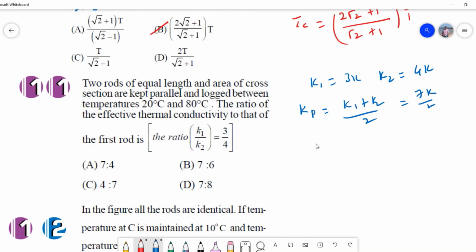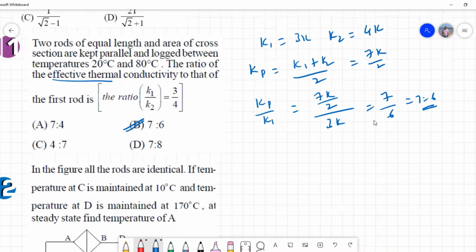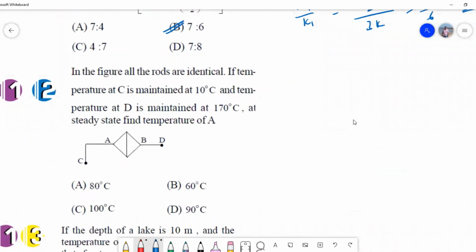But the question is the ratio of effective thermal conductivity to that of the first rod. So it's asking Kp upon K1. So Kp is 7K by 2, divided by K1, which is 3K. So the answer should be 7 upon 6, or simply 7:6. The answer number B is the answer. So let's move on to problem number 12.